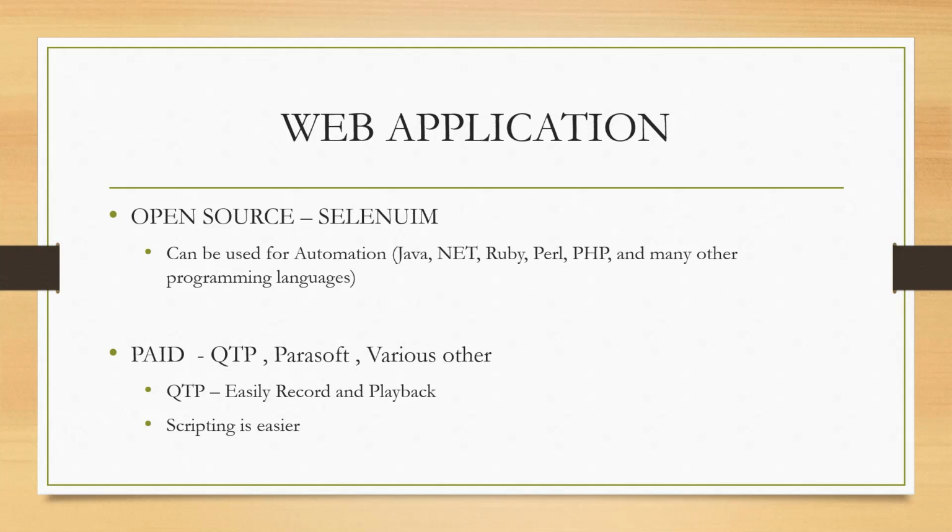There are certain paid versions like QTP, Parasoft, and a number of others. What these paid versions do is make it a little bit easier for you. In QTP, for example, you can record and play back very easily. You go to the website, hit the record button, and then just start typing whatever test you want to do there. Then you stop the recording, and QTP will automatically generate your automation script for you. Then you can keep on rerunning that script. That is what record and playback is.